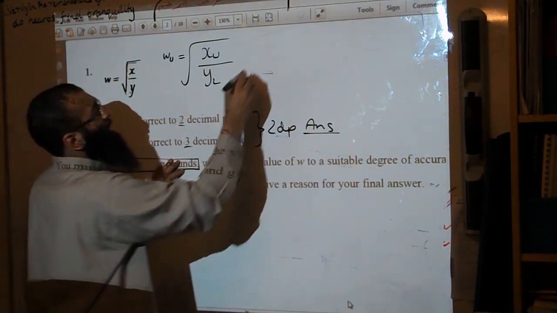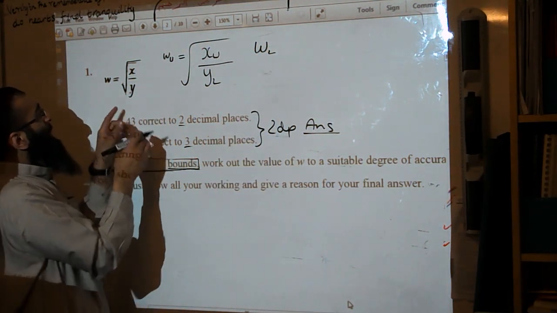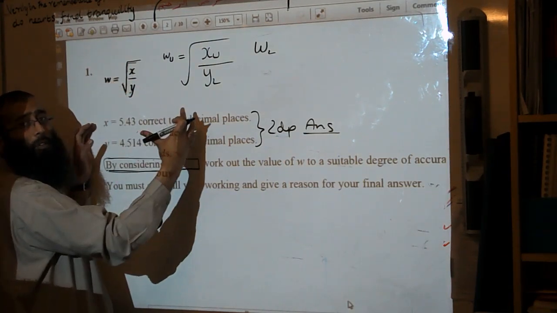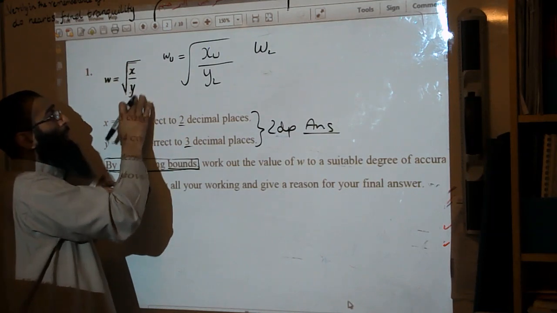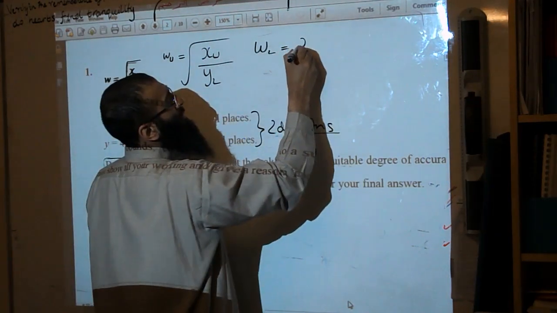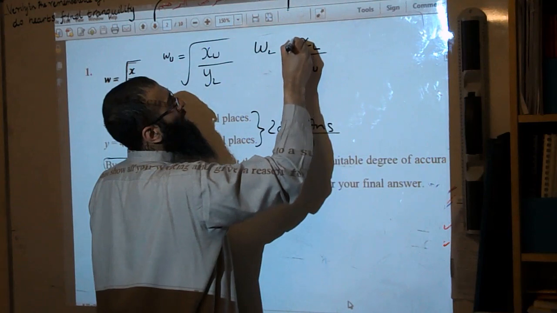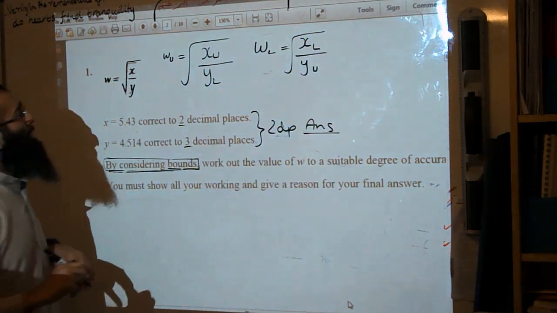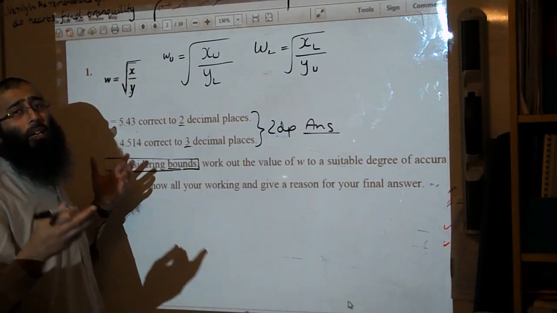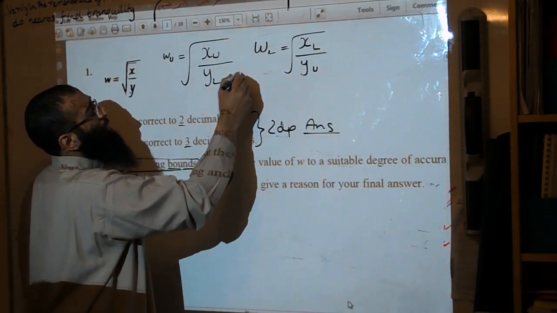Okay. Now, if you want to work out the W lower bound, the smallest this W could be, then in order to get a small answer when dividing, we want to make the top number as small as possible and the bottom number as big as possible. When you divide a small number by a big number, you get a smaller answer. So that will be x lower divided by y upper this time, and then square root it. So that's what we've got to work out, and then we add them and divide by 2, and that will give us a W average, the upper and lower bound average. So we're going to work this one out, work that one out, and add them up.